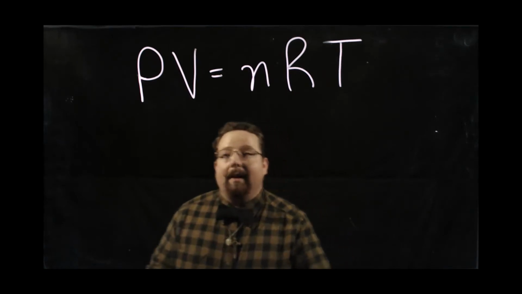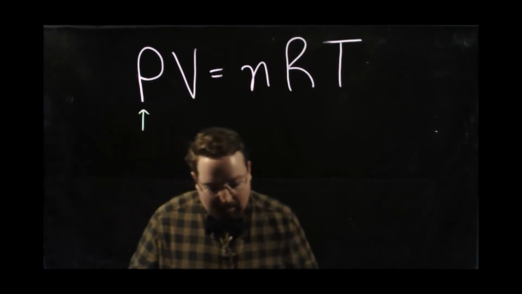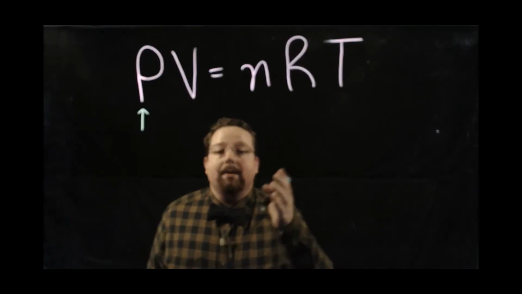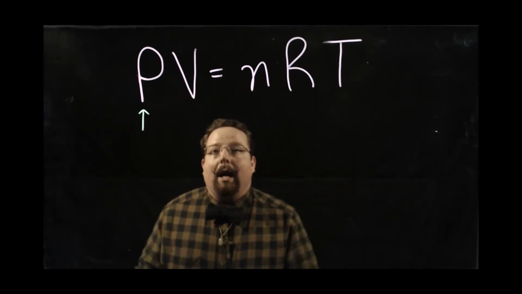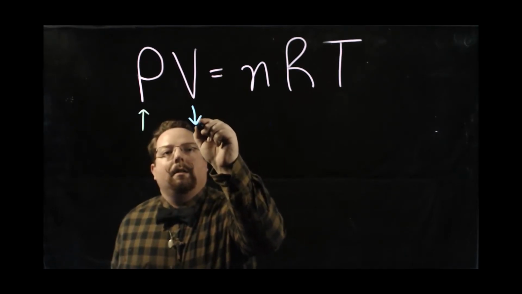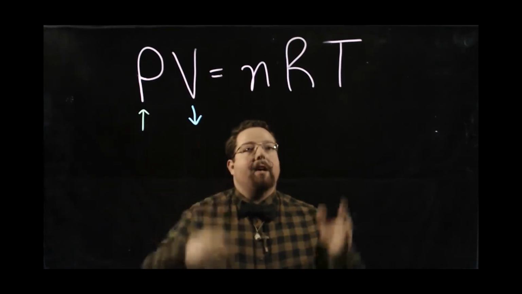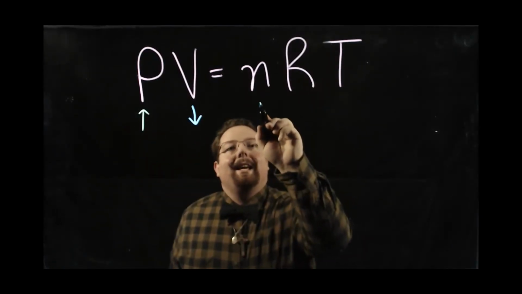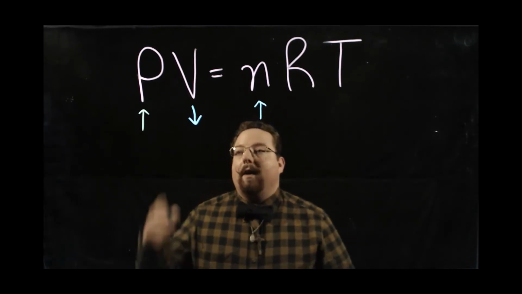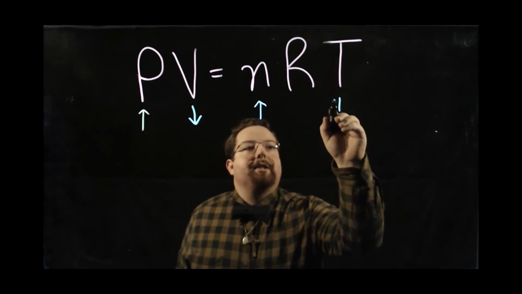So for example, if I increase the pressure, in order to increase the pressure without changing the number of particles or the temperature, I would have to decrease my volume. Or if I wanted to increase my pressure without changing the volume or the temperature, I'd have to increase the number of particles, so there's more particles hitting. Or if I wanted to increase pressure without changing volume or particles, I would have to increase temperature.